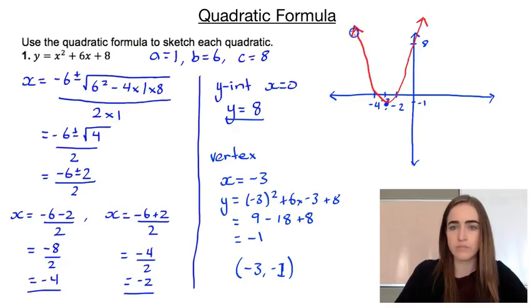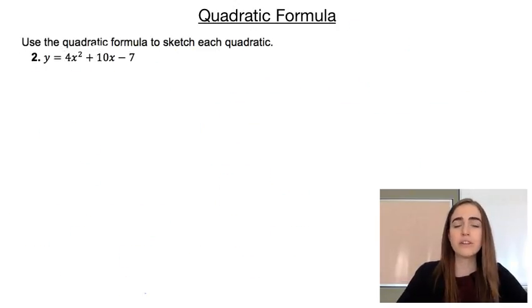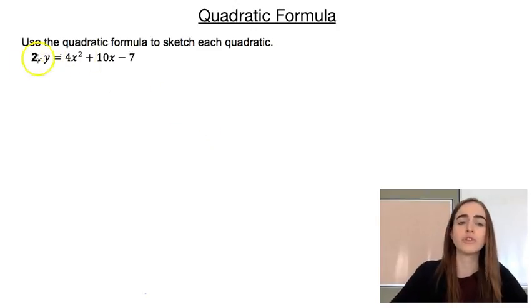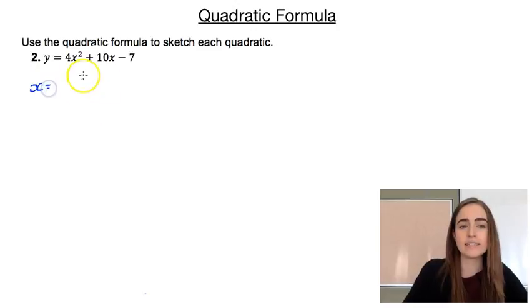Again, you guys should be using pencil tooling, trying to get that a little bit neater than mine is. Okay, so I just want to quickly run through a second example using all those same steps. So we've got a new equation here: 4x squared plus 10x minus 7 this time. So we'll start off finding our x-intercepts.